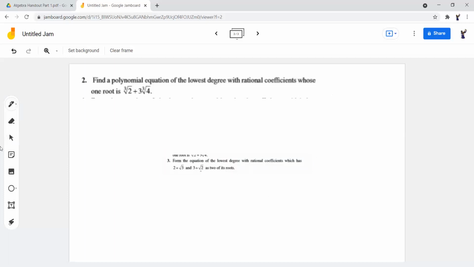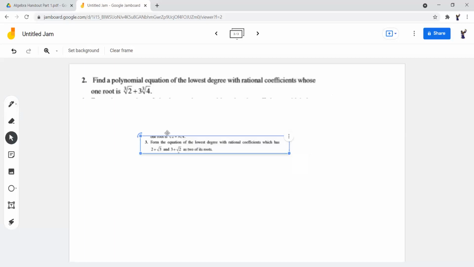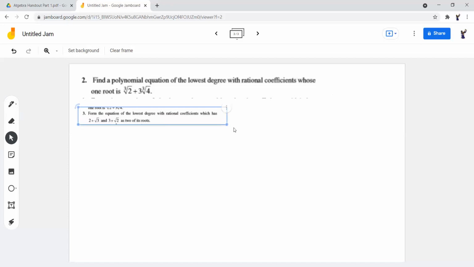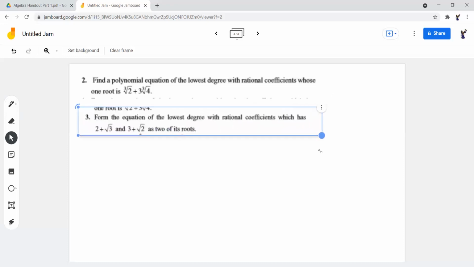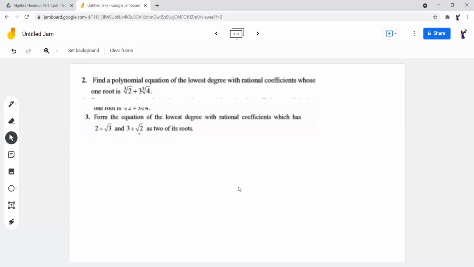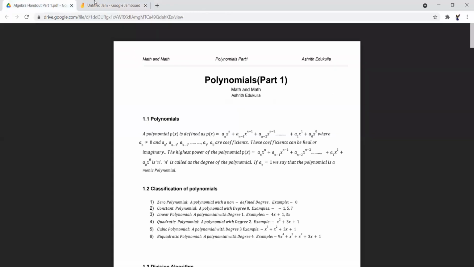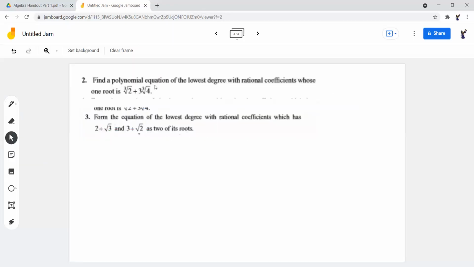So I have given the third question too here. If anyone finishes the second question, they can go for the third question. We're going to solve the second question and third question now. Please solve the second question and third question, guys.